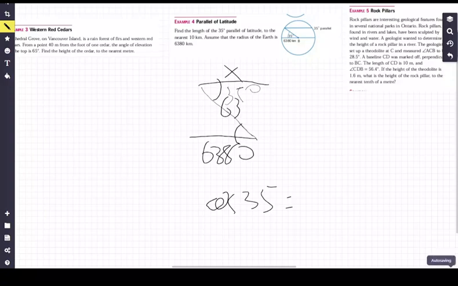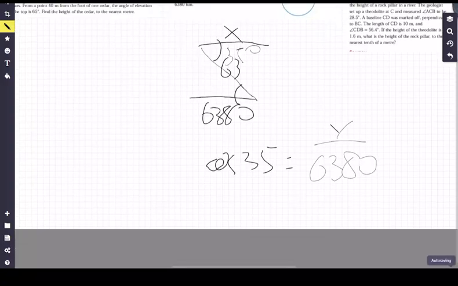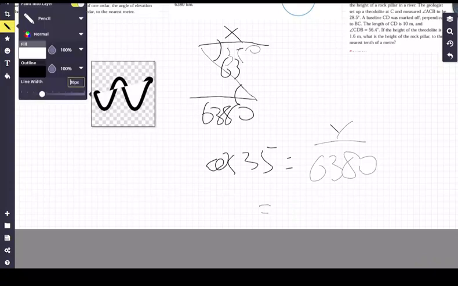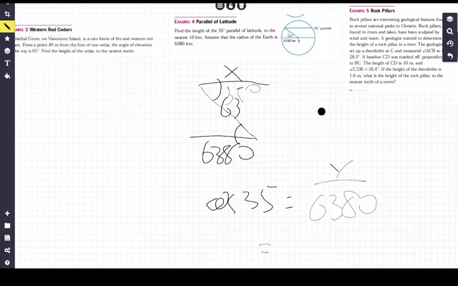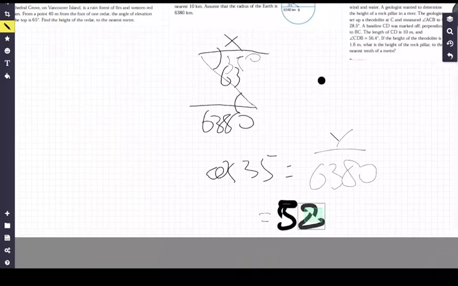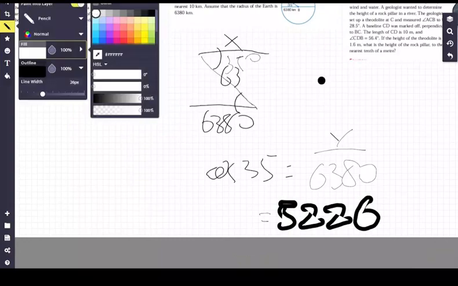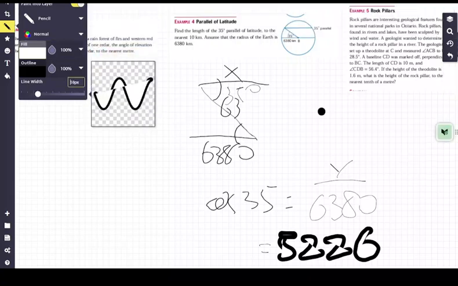So now we're gonna find x. That's gonna use cosine, right? So we will have adjacent over 6,380, and that is gonna go ahead and give us around 5,226. Wow, my writing looks so wicked. Right? 5,226.